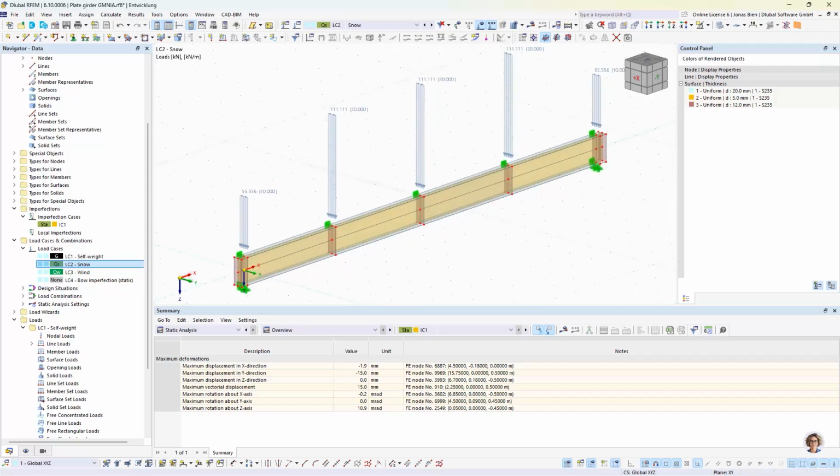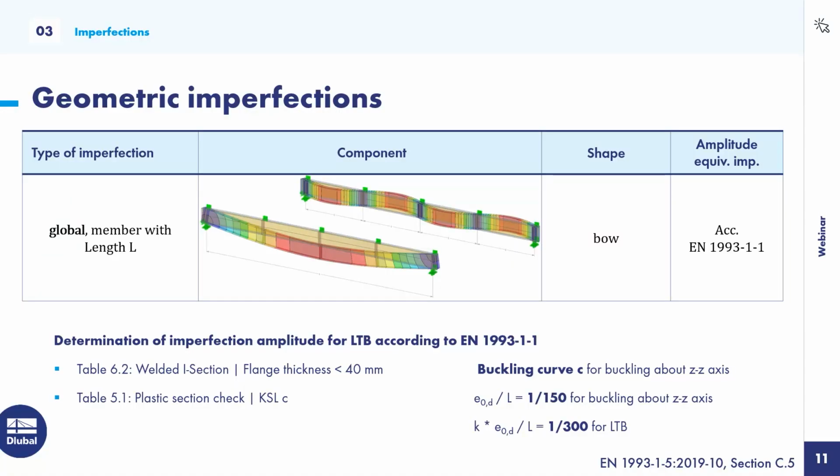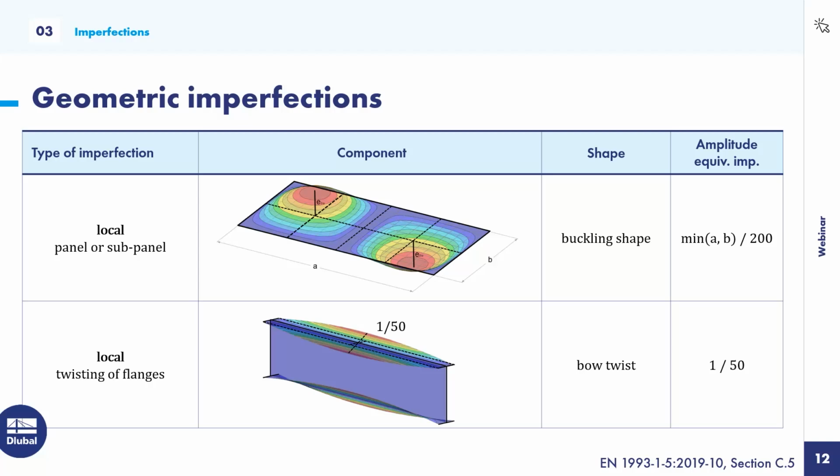So let's go back to our presentation. So first step is done. We have the global bow imperfection considered, but there are 2 more geometric imperfections in Eurocode 3 part 1.5 that need to be taken into account if applicable to the problem. And those are the local buckling shape deformations in the buckling panels or in potential buckling panels. And if we use geometric equivalent imperfections, the amplitude of such imperfections should be the minimum dimension of the panel divided by 200.